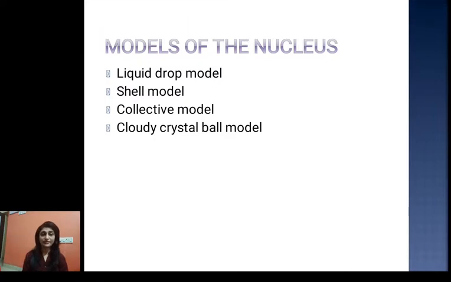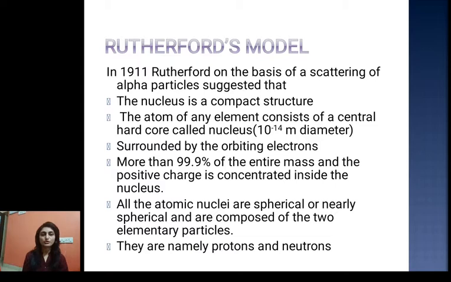There are different models of the nucleus like the liquid drop model, shell model, collective model and cloudy crystal ball model. Here we are going to study Rutherford's model. In 1911, Rutherford, on the basis of scattering of alpha particles, suggested that the nucleus is a compact structure.